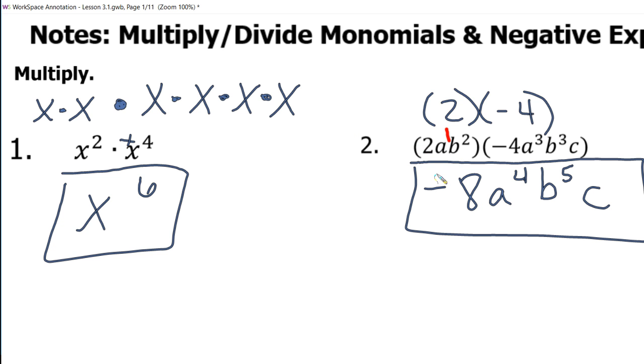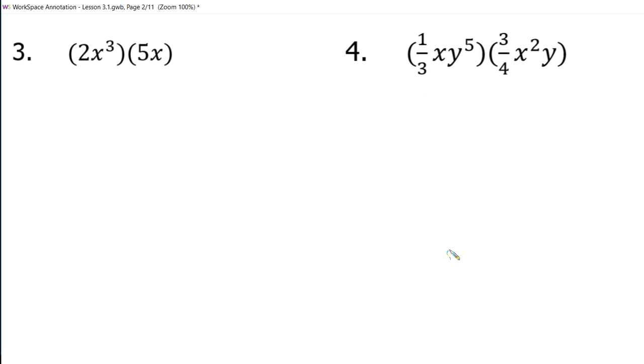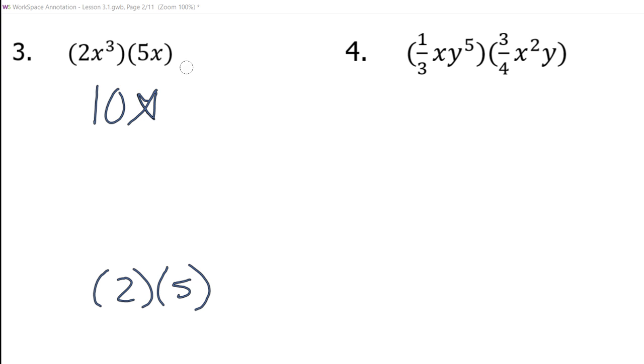Problem number 3. Again, what if I just had 2 and 5? What would I do with those? Multiply them. So the coefficients need to be multiplied. So 2 times 5 is 10. And when you're multiplying and the bases are the same, you keep the base the same. And what do you do with the exponents? Add them. So this one is a 3. What's the exponent for the other one? 1. So 3 plus 1 is 4. So the answer is 10x to the 4th.